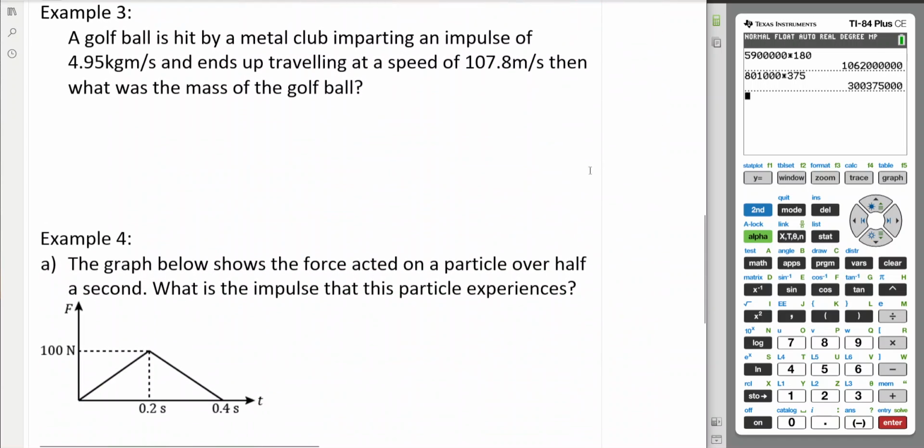All right, let's take a look at the next one. A golf ball is hit by a metal club, imparting an impulse of 4.95 kilogram meters per second, and ends up traveling at a speed of 107.8 meters per second. What was the mass of the golf ball? Since we know the impulse, that is known, and we're just looking for delta V. So we're just going to use this formula to look for the mass. It's going to be delta P over delta V equals the mass.